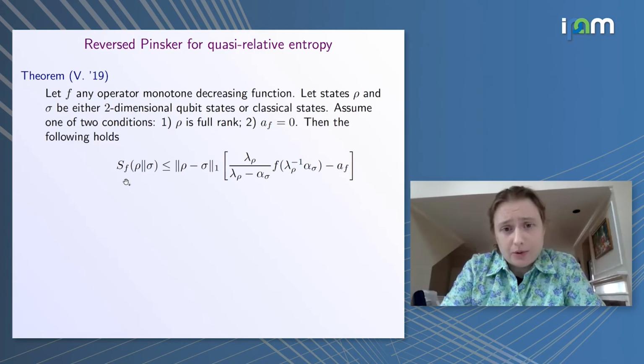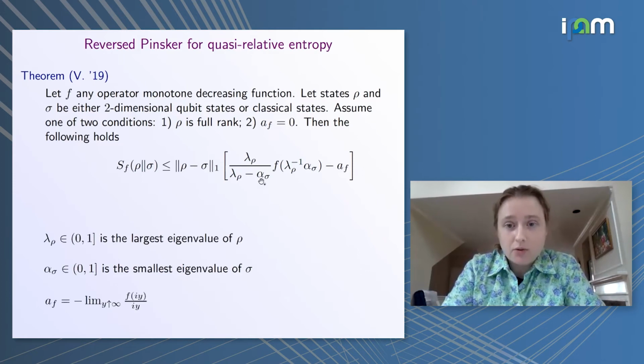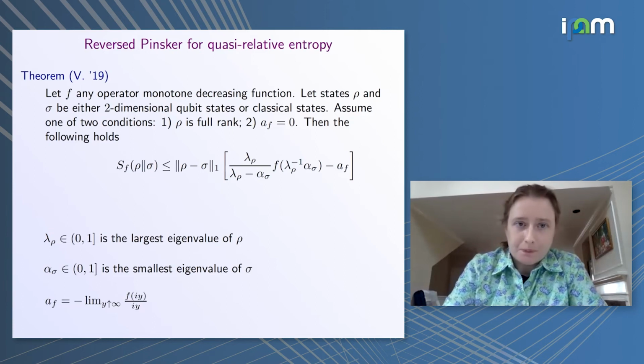Then the following holds. You can upper bound the f-divergence by the trace distance times the following expression. Here again, lambda is the largest eigenvalue, alpha are the minimal eigenvalues, and A_f is a quantity that is derived from the function. I'll show where it comes from in a minute.